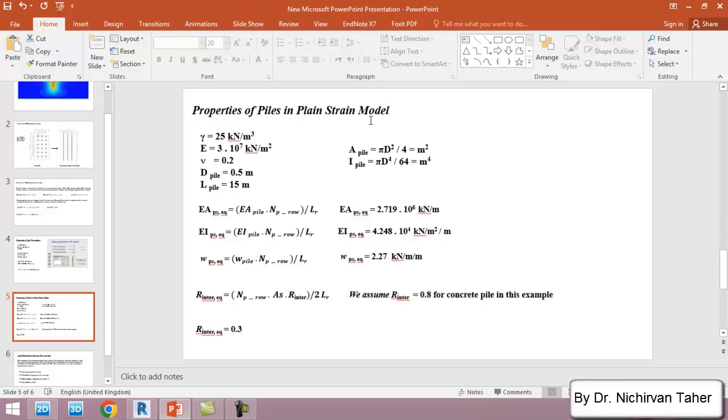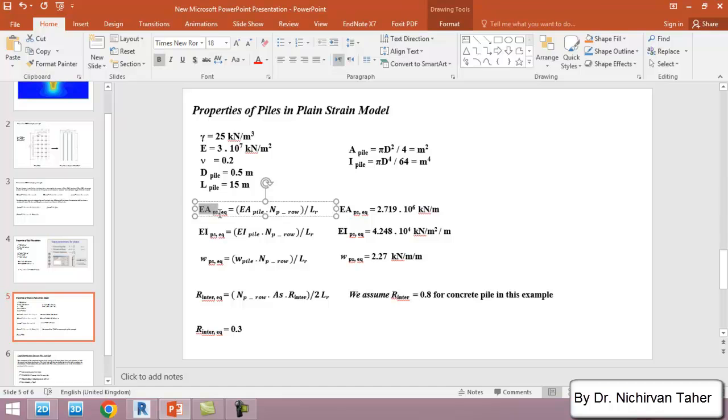For piles in the plane strain model, it's also reinforced concrete. They have the same properties as the raft foundation. Area of the pile equals pi d squared over 4. Also the moment of inertia of the pile, which is circular, is equal to pi d to the power 4 divided by 64. Diameter of the pile is equal to 0.5 and length of the pile is equal to 15 meters.